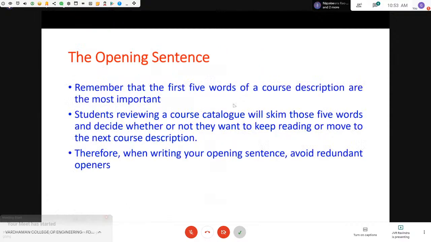So the opening sentence: remember, the first 5 words of a course description are the most important. Students reviewing a course catalog will skim those 5 words and decide what kind of knowledge they will get from that particular course. Therefore, we have to be really good at writing the course overview.